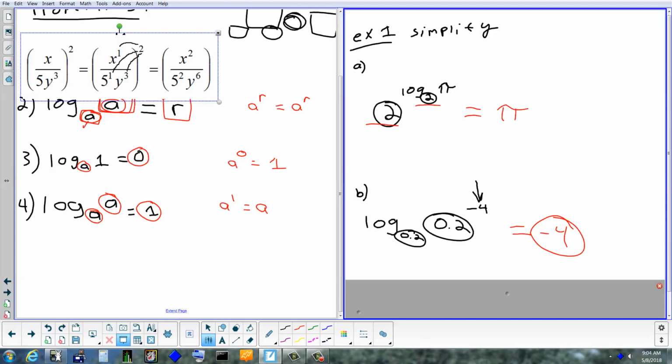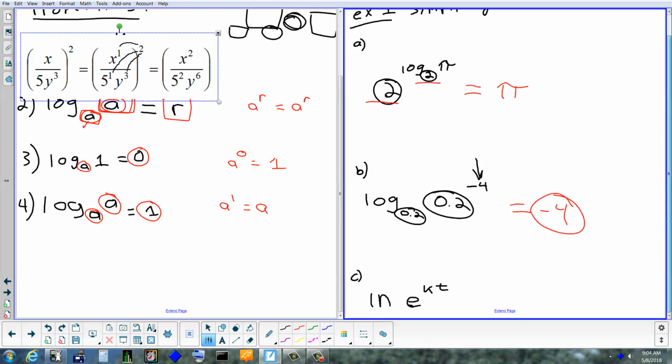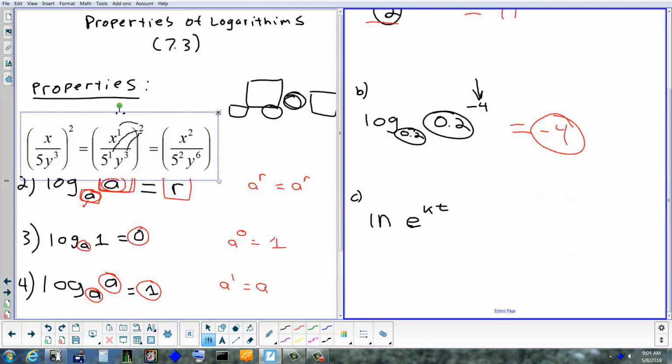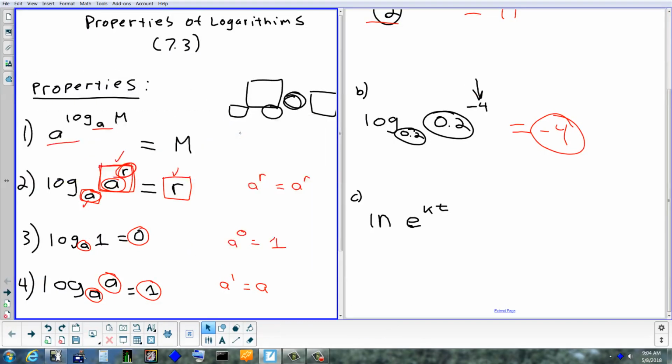Questions on the first two? All right, let's try this one. It says the ln of e to the kt. Now, if you look at it quickly, it doesn't look exactly like one of those rules, but there's something we could change that we talked about yesterday, and then it would look like one of those rules.